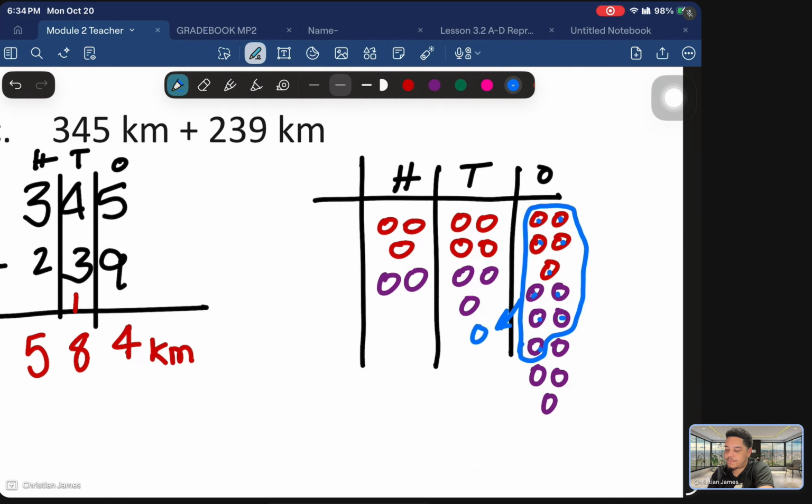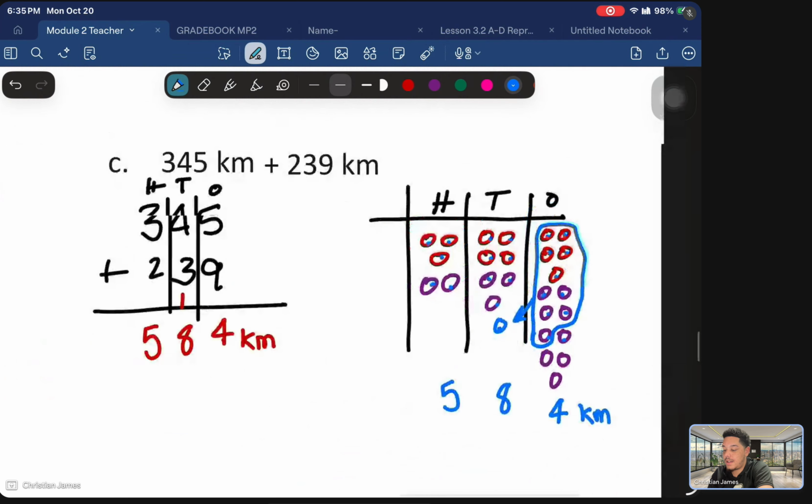Okay. Now, how many ones do you have left over? You have 1, 2, 3, 4. 4 ones. How many new tens do you have? 1, 2, 3, 4, 5, 6, 7, 8. I have 8 tens, which is equivalent to 80. Okay, and I have 1, 2, 3, 4, 5 hundreds left over. Okay, so my answer is the same as what I did for the standard algorithm.